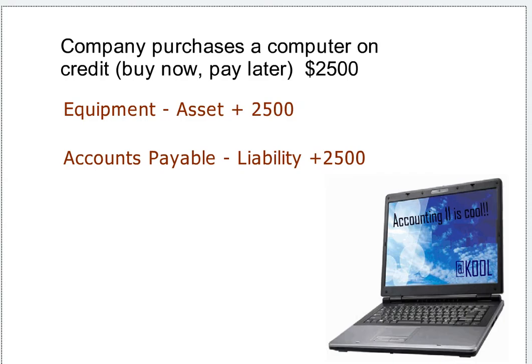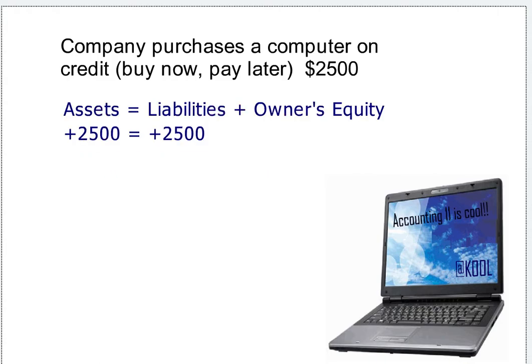The equipment account increases by $2,500 because we now have a computer, and the accounts payable increases by $2,500 because we owe that money for the computer. Examining the accounting equation, assets equals liabilities plus owner's equity, we can see that assets have increased by $2,500 and liabilities have increased by $2,500 so that the equation is still balanced.